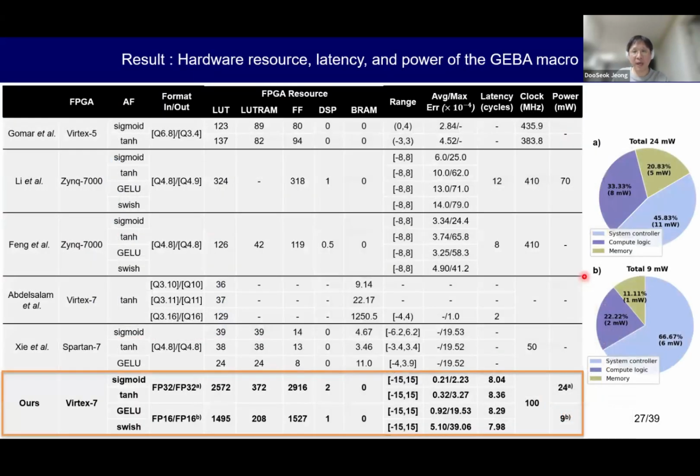And we built the macro and we estimated the power of the system, right? And we have this breakdown of the power and the area of our macro for this activation function approximation. Okay.